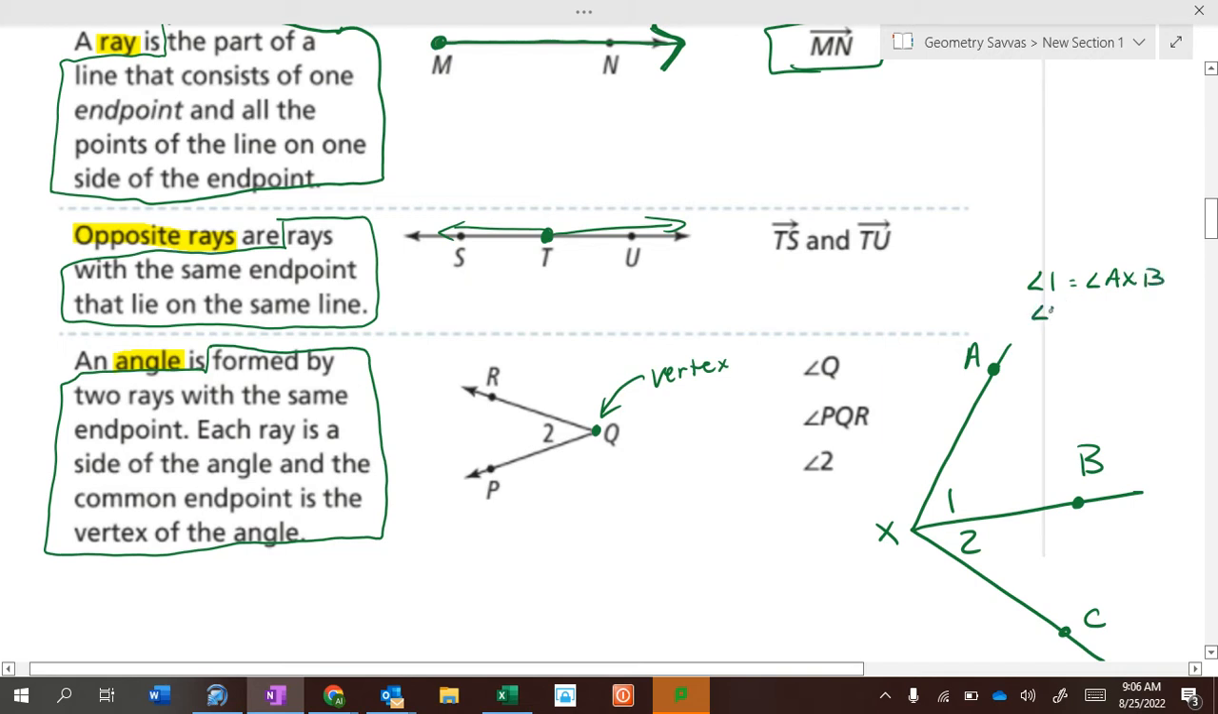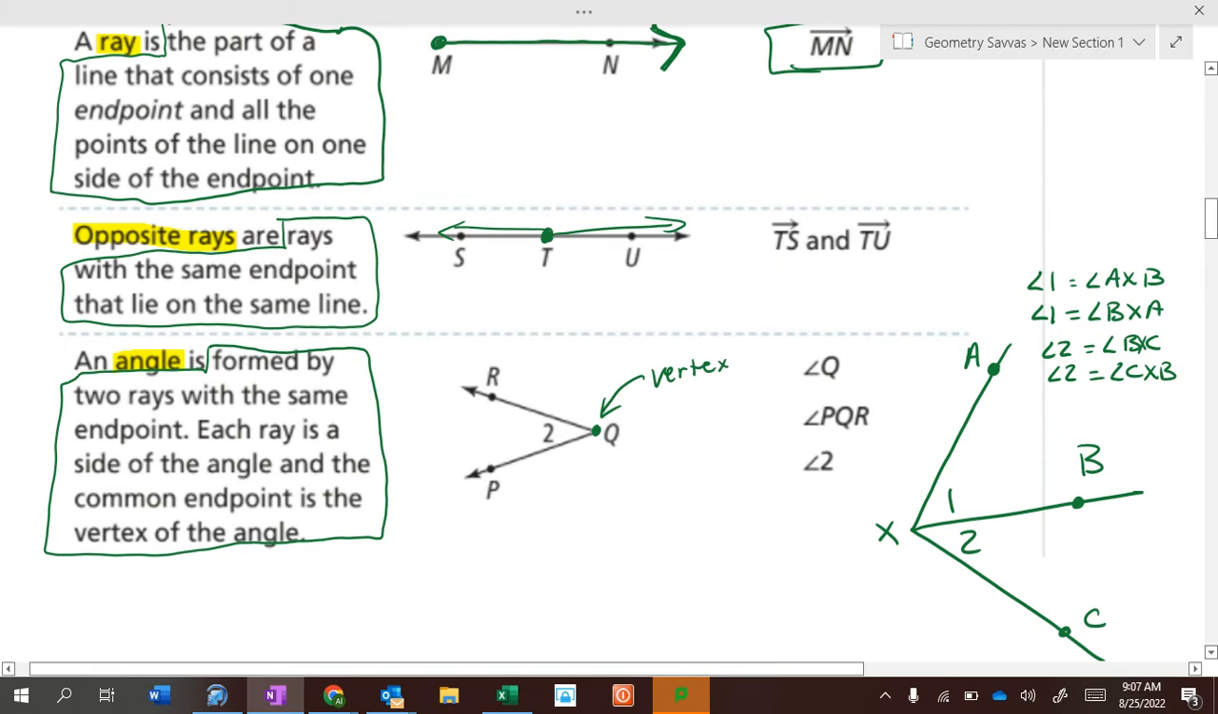Or there's another name to it. What could another name be for it? BXA, exactly. Angle BXA. Those are the 2 names for angle 1. What's the name for angle 2, Jenny? Angle BXC. BXC. And what's another name besides BXC, Shanna? Angle CXB.